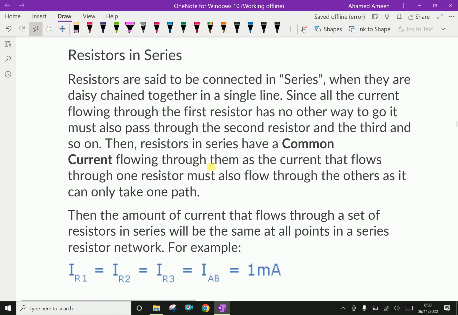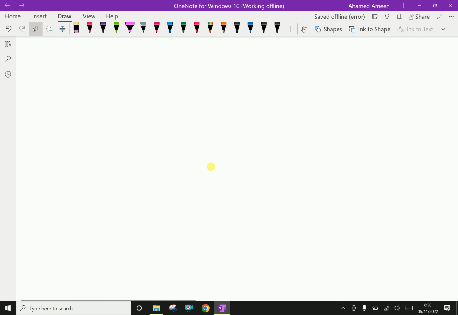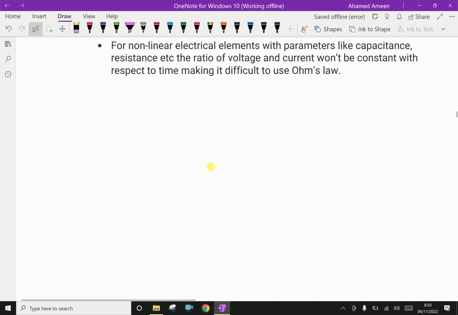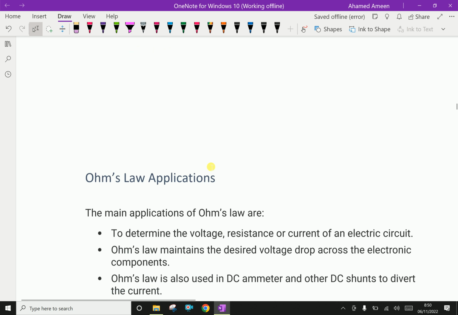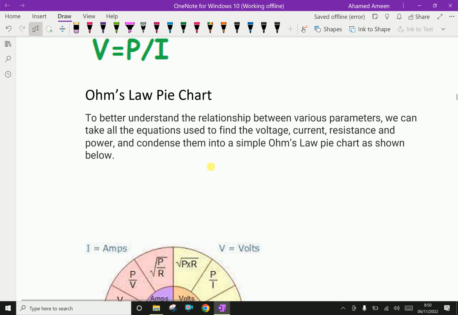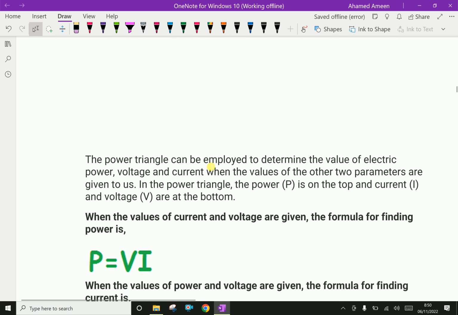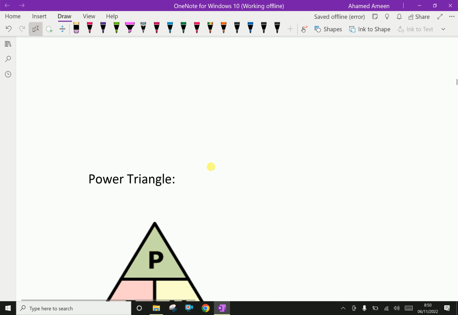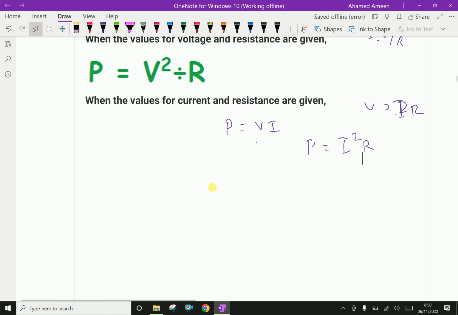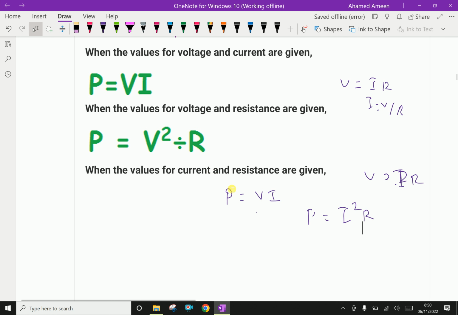Next, resistance. Ohm's law details we'll do in the next videos. So far we discussed Ohm's law in detail, its formula, the power formula and its pie chart method. This is a very useful result we have done.